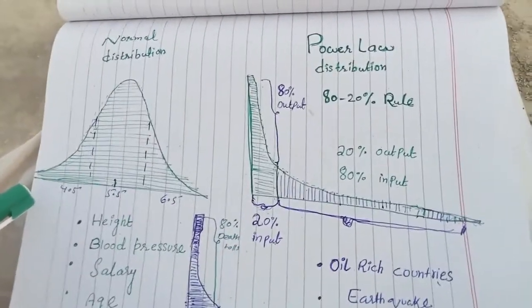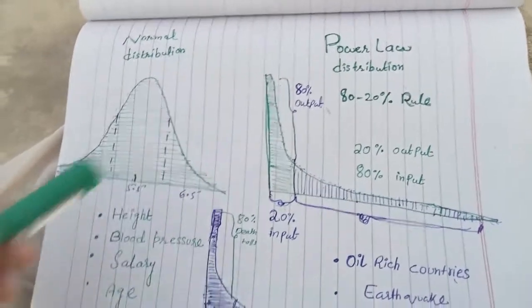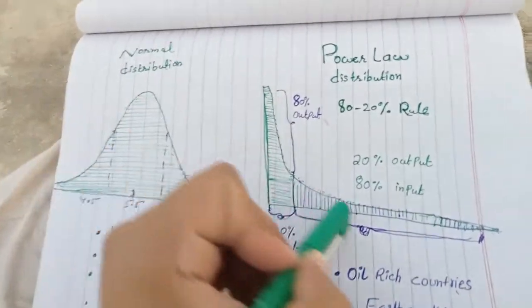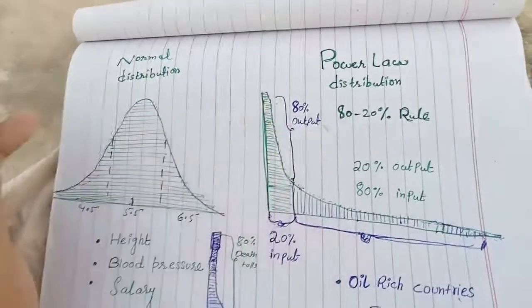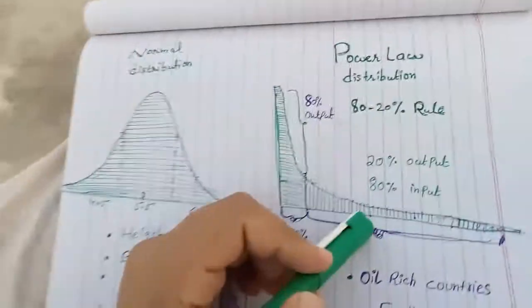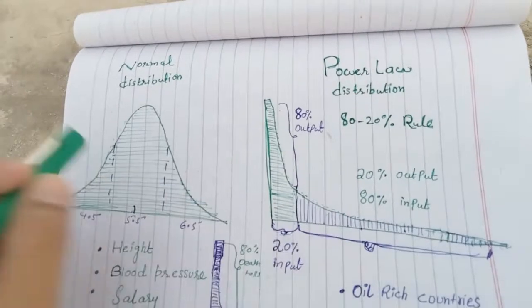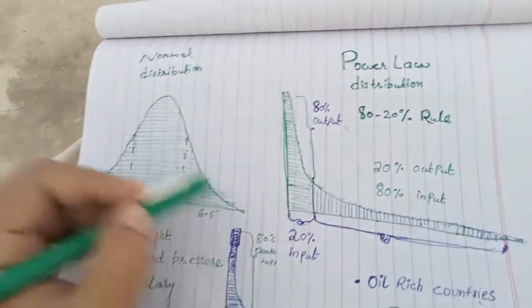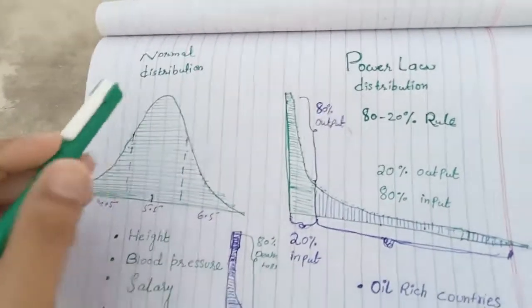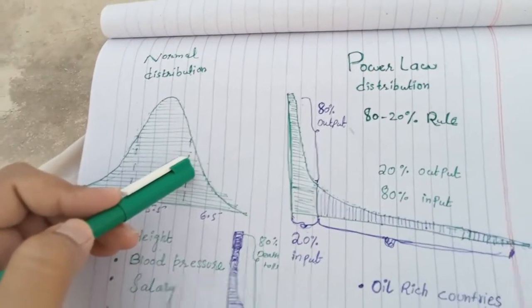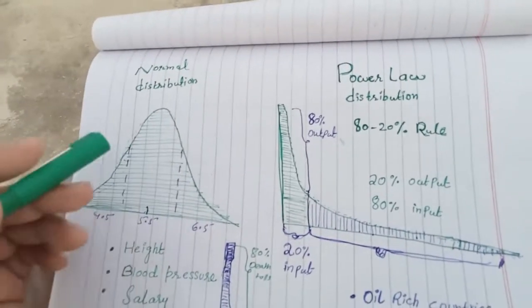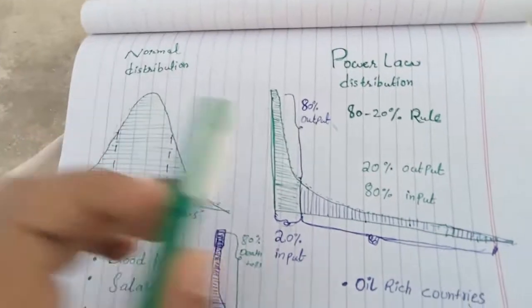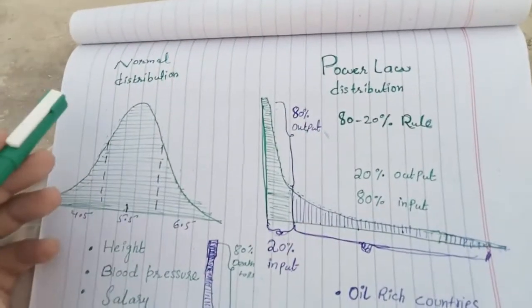In this video we'll talk about the power law distribution. Whenever you see this kind of distribution, it means we are talking about power law distributions. In daily life we see this kind of curve, which is normally distributed, right? But there are some scenarios where we use power law distributions.